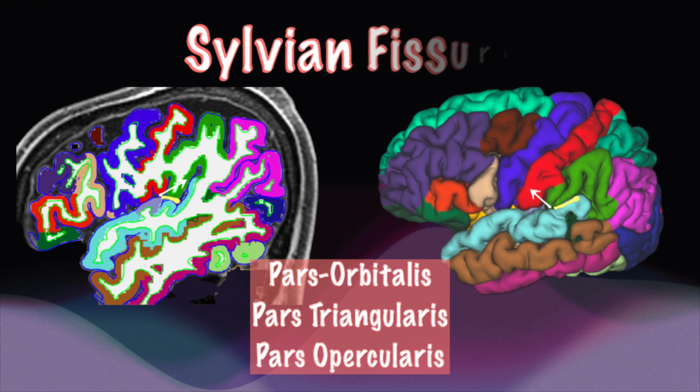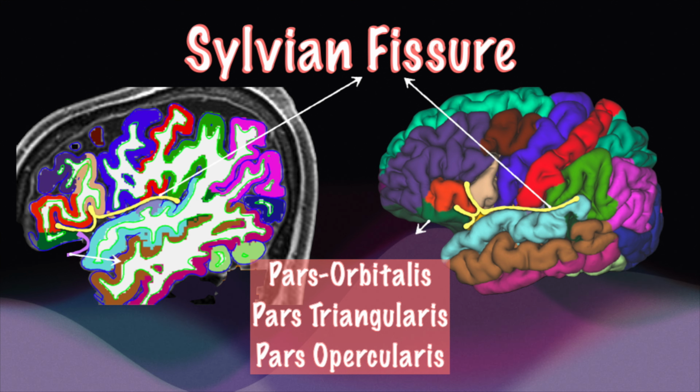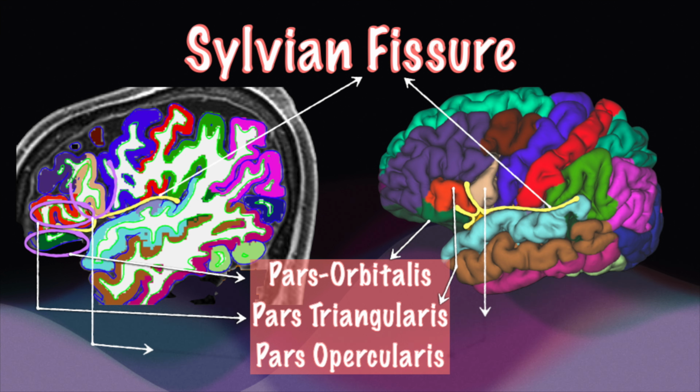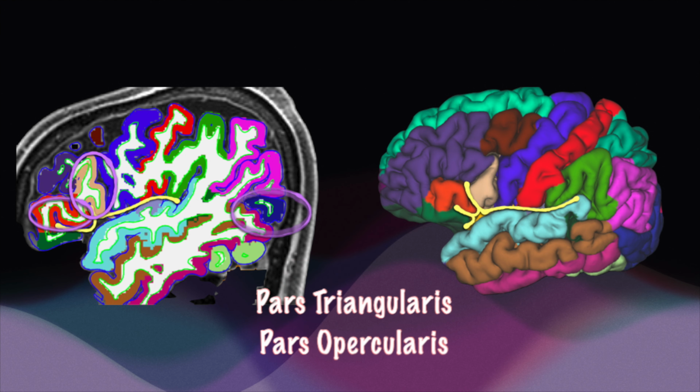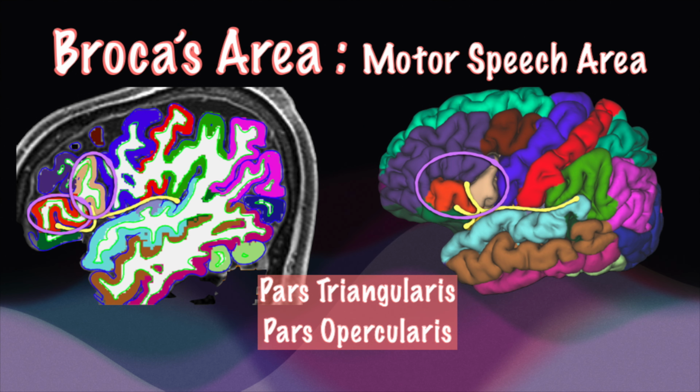Now, the anterior portion of the Sylvian fissure divides the inferior frontal gyrus into pars orbitalis, pars triangularis and pars opercularis. From this, the pars triangularis and pars opercularis form Broca's area in the dominant hemisphere, which is the left hemisphere in most individuals, especially the ones who are right-handed. Functionally, Broca's area forms the motor aspect of speech, and injury to this area leads to Broca's aphasia or motor aphasia, where a person has difficulty in articulating language. Remember, Broca's area is present unilaterally in the dominant hemisphere.